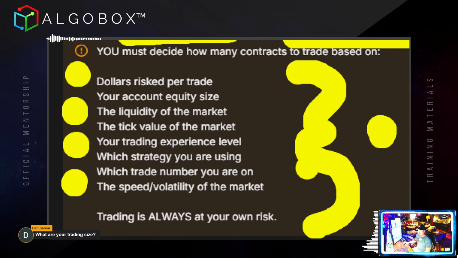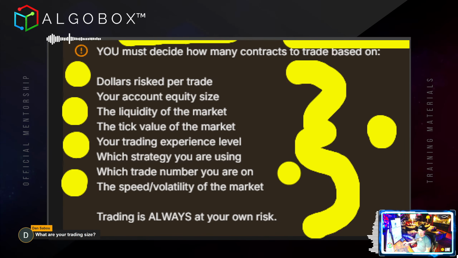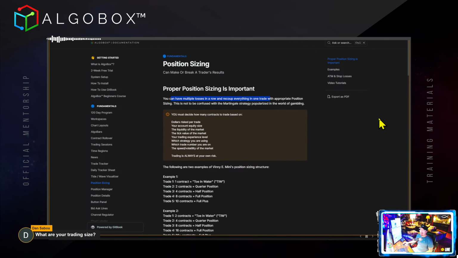Which trade number are you on, right? Am I on trade number 1 or trade number 4 or 5? The speed and volatility of the market, right? Earlier today, I literally took one trade and I was done for the day because it was wild, right? Today was insane. Literally, I haven't seen this in a long time.